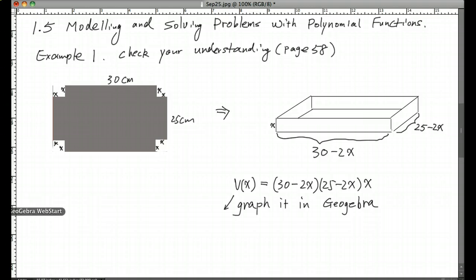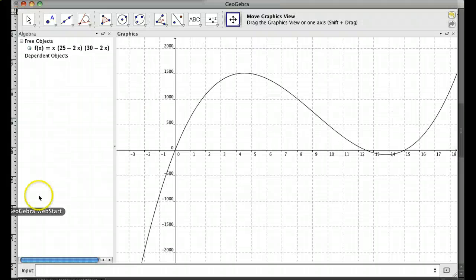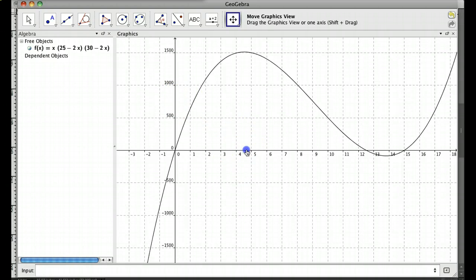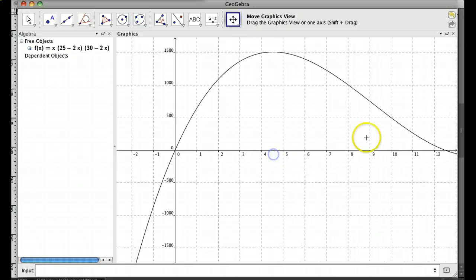Okay, so x should be bigger than 0 and less than 12.5 centimeters. So let's put it here: x should be in the range of 0 and 12.5 centimeters, in between these two numbers. Okay, let's go back. Now, according to the graph, if we make this a little bit bigger and wider, because we don't really need to see the graph outside of this range, 0 to 12.5.